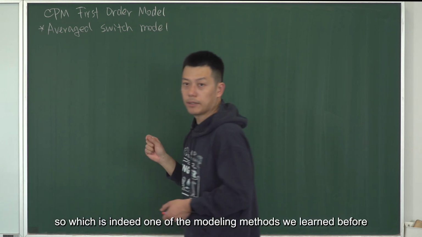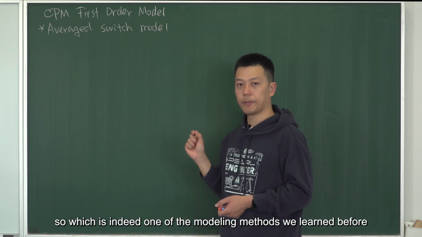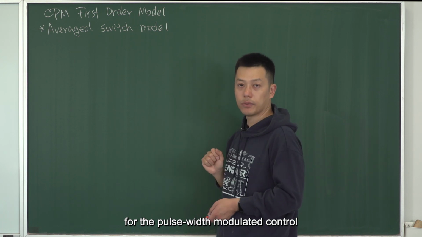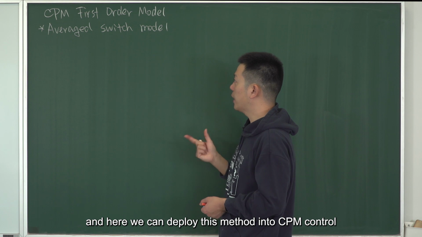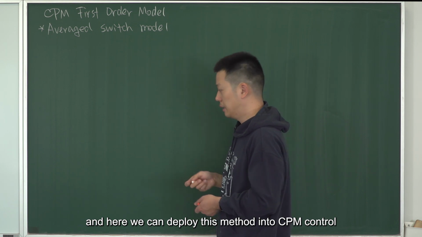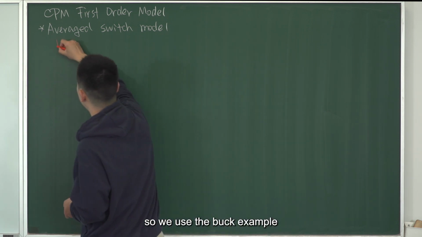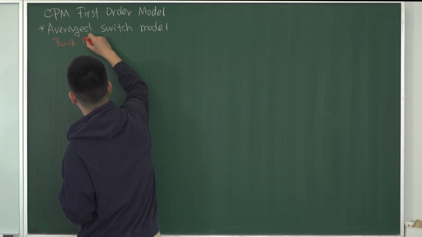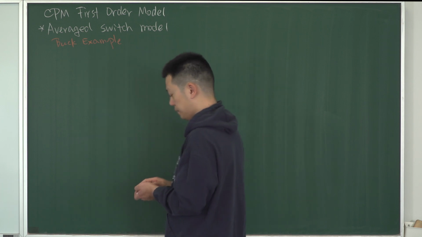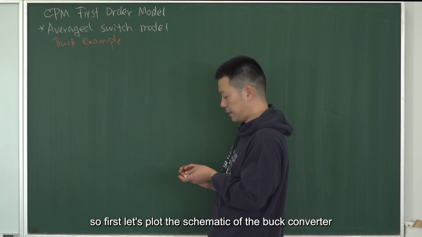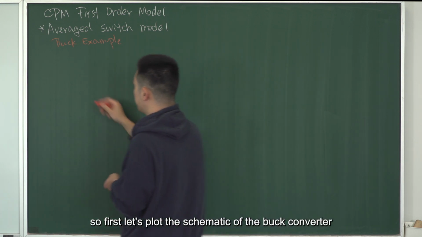Which is indeed one of the modeling methods we learned before, right? Before, for the pulse-width modulated control. And here we can deploy this method into CPM control. So we use the buck example. So first, let's plot the schematic of the buck converter.